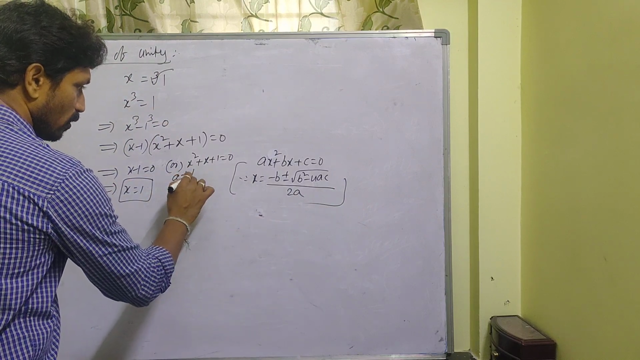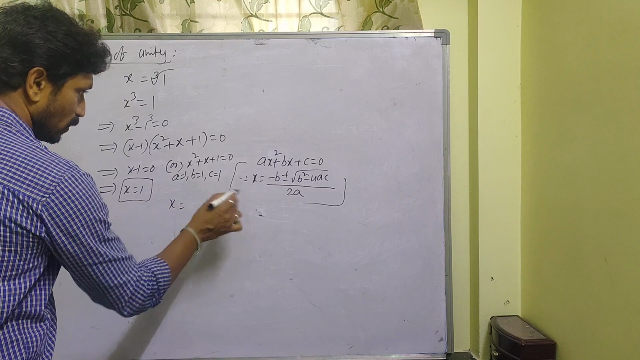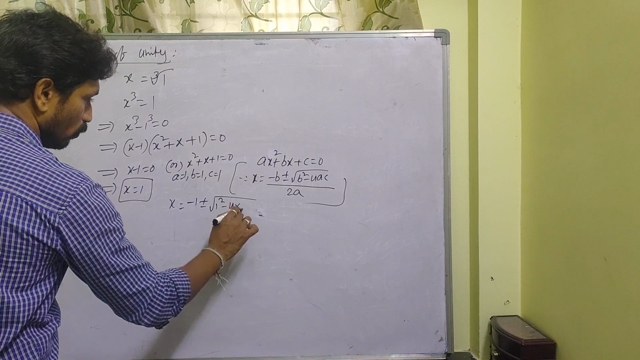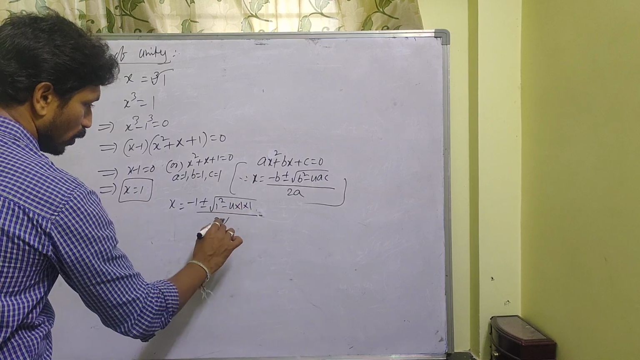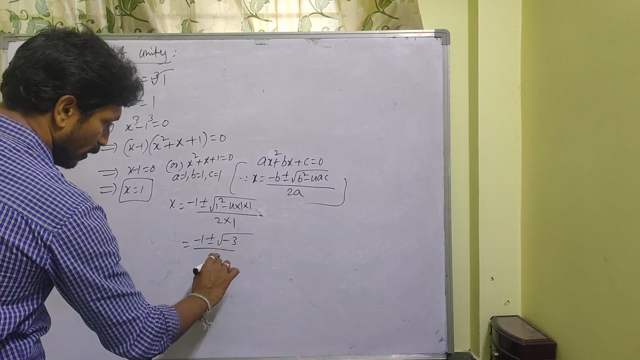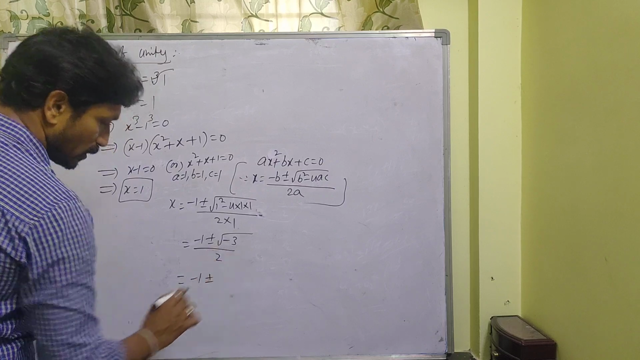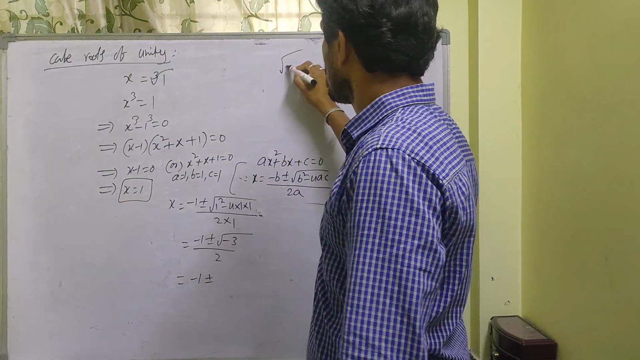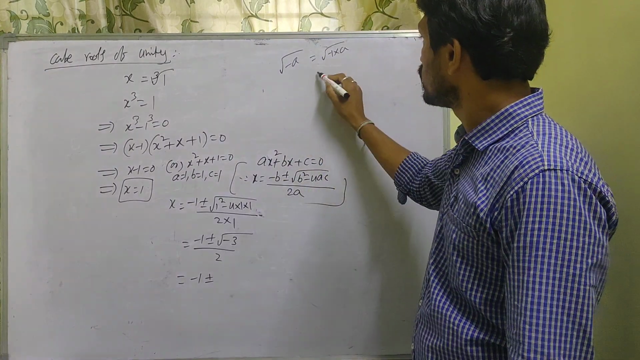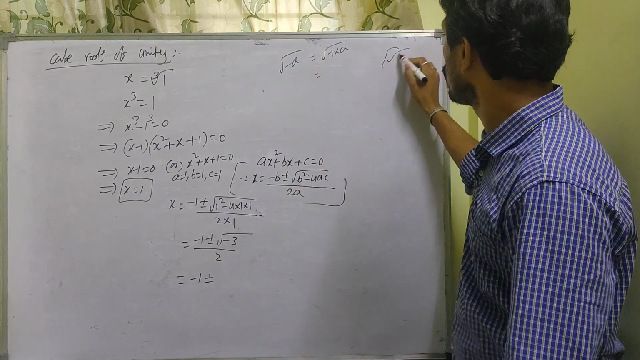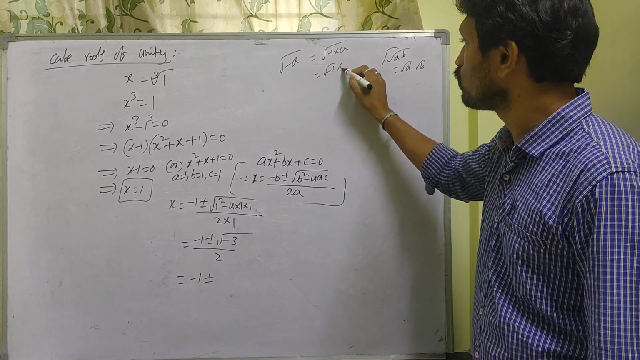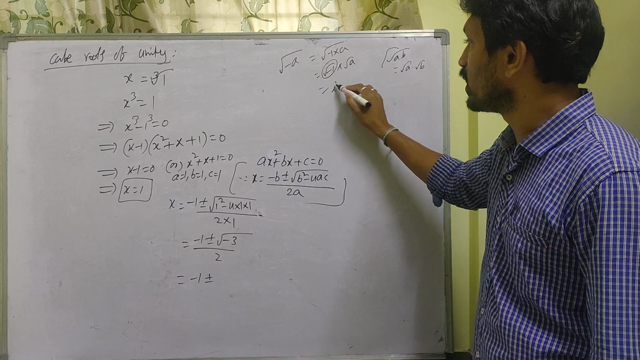Based on this, here a is equal to 1, b is equal to 1, c is equal to 1. So x is equal to minus b, that is minus 1, plus or minus root over b square, that is 1 square, minus 4 into a, that is 1, into c, that is 1, by 2 into 1. This is equal to minus 1 plus or minus root over 1 minus 4, that is minus 3, by 2. Just remember, suppose minus a is there, you can write it as minus 1 into a under the root. Root over ab is nothing but root a into root b. So you can write root over minus 1 into root a. Root over minus 1 value is i, so root over minus a is i root a.